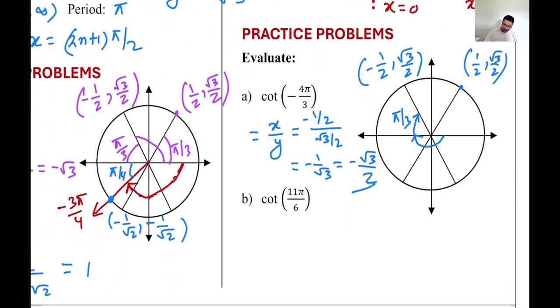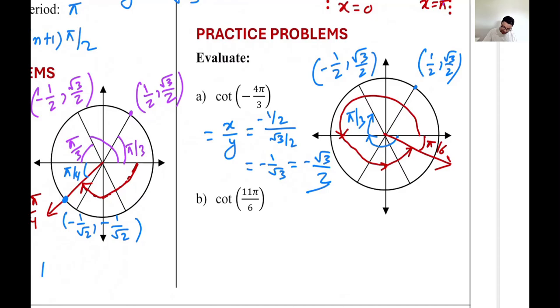What about 11 pi over 6? 11 multiples of pi over 6. Pi over 6 is 30 degrees. 6 of pi over 6 will make 180 degrees. And 5 more. 3 more will make 270. 2 more will bring you here. So the 11 pi over 6 is here, which is in the fourth quadrant. Okay. And clearly its reference angle is pi over 6.